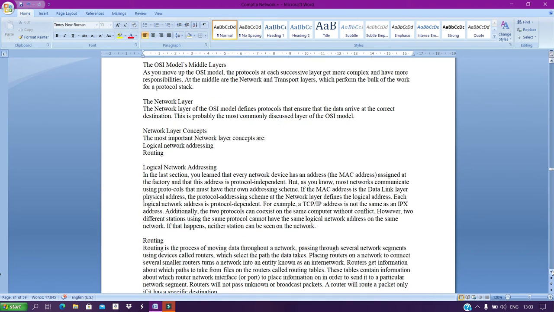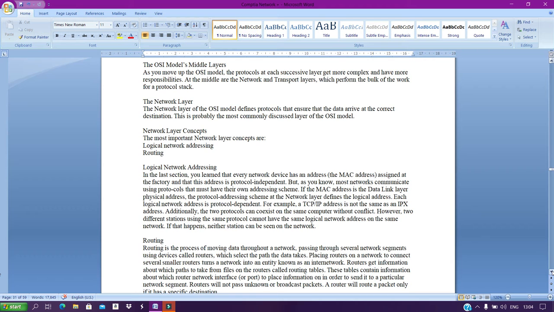The OSI's middle layers. As you move up the OSI model, the protocols at each successive layer get more complex and have more responsibilities. At the middle are the network and transport layers, which perform the bulk of the work for a protocol stack. The network layer. The network layer of the OSI model defines protocols that ensure that the data arrive at the correct destination.